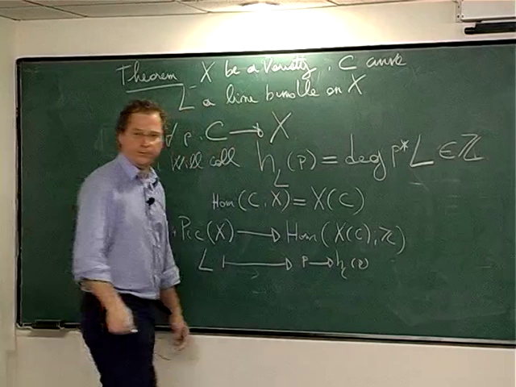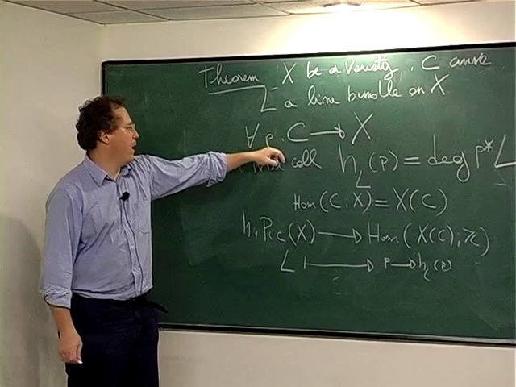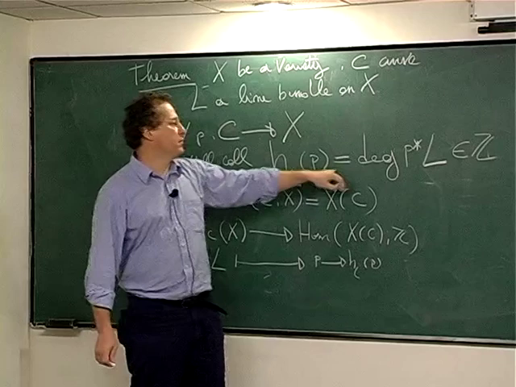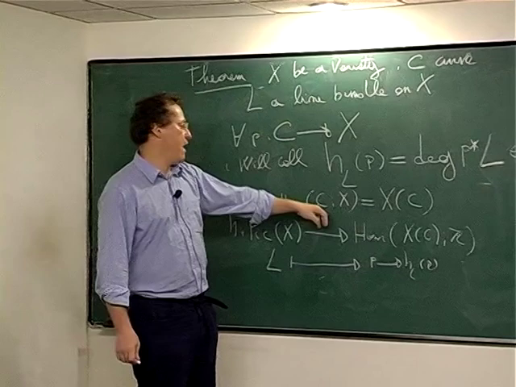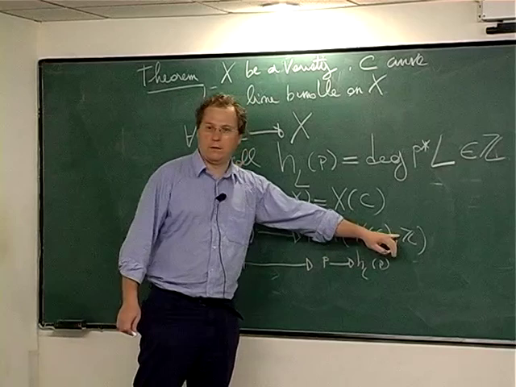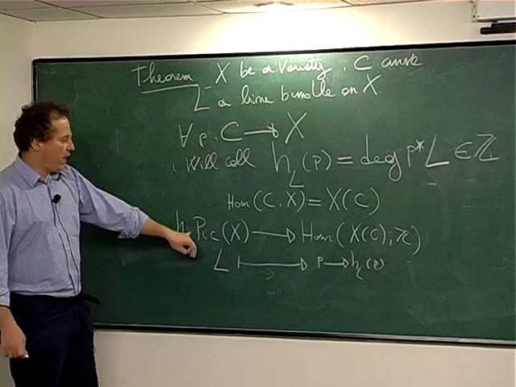You see what I want to say is, each time I have a map from C to X and a line bundle, I can produce a number. Just take the degree of P upper star of L. Now I consider the set of all the maps from C to X, and this is called X of C. And now I can consider the set of maps from X of C to Z. Each time I have a map here, I want to produce a number. And this is a group. And I have a map from Pic of X to this group, and this map is a morphism of groups.